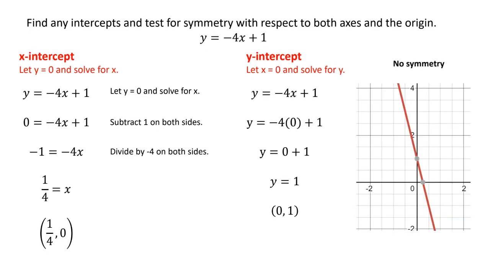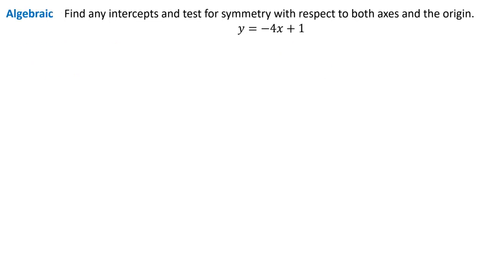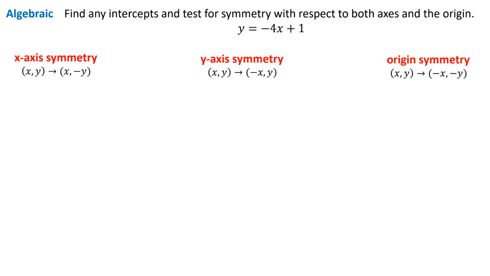All right, let's go ahead and check for symmetry. If we were to graph this, again, this is a line, and we know that it does not have any symmetry, okay? So let's go ahead and check to see that we don't have any symmetry, both with respect to the axes and the origin. There are several rules that you have to follow. So let's look at the x-axis symmetry rule.